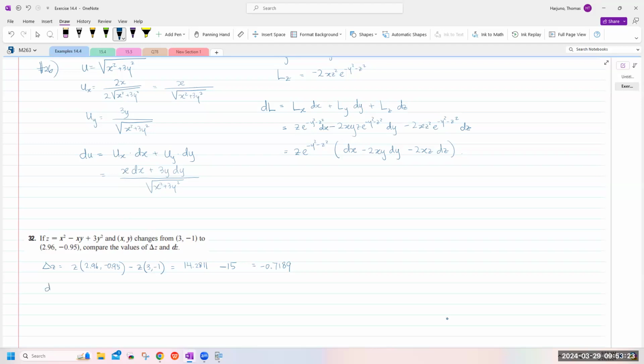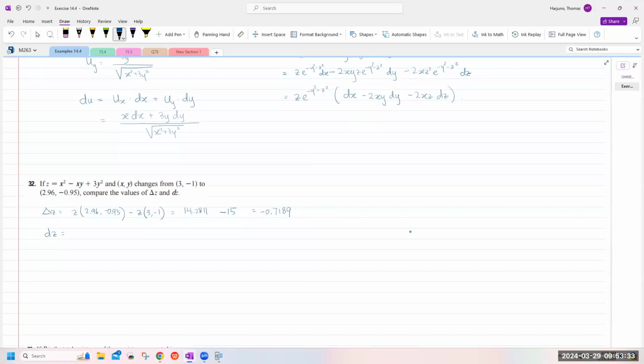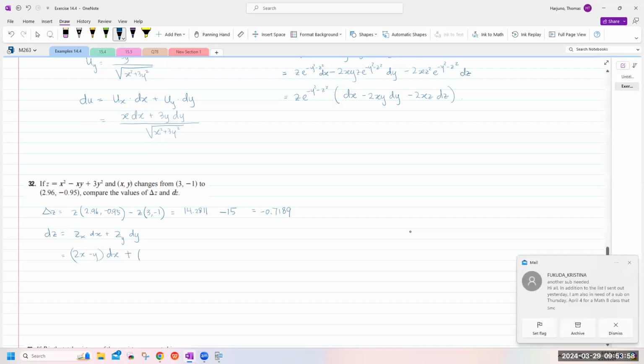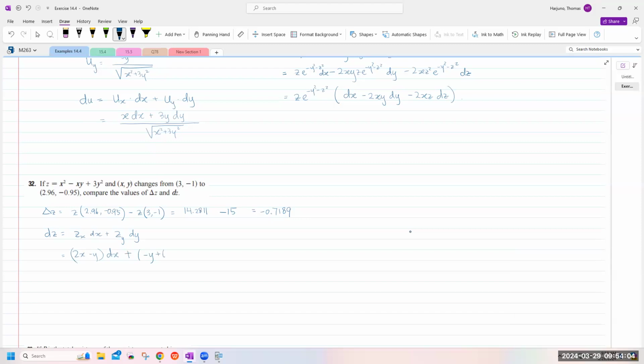Now, what does dz mean? That's the differential. The differential of z will be the partial of z with respect to x times dx plus the partial of z with respect to y times dy. That will be (2x minus y) dx plus (negative x plus 6y) dy.